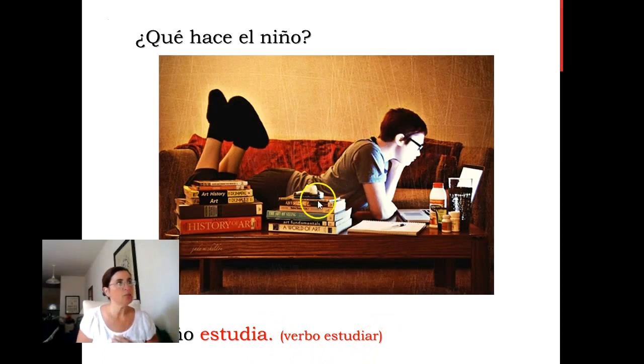So we have two parts in the sentence. We have el niño, and we have the action that the niño is doing. So when we put these two together, the action and the niño in this case, that's when we conjugate. That's when we make a sentence.